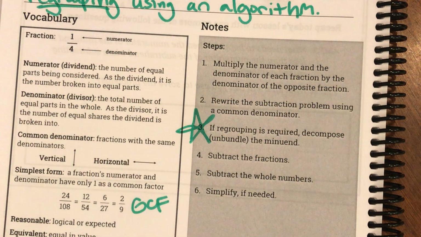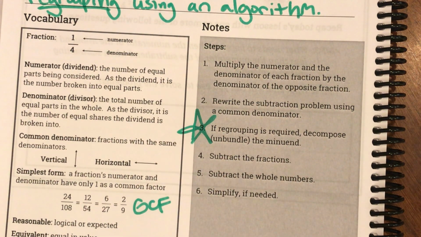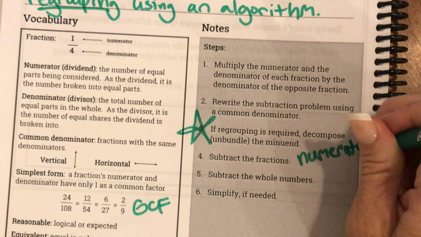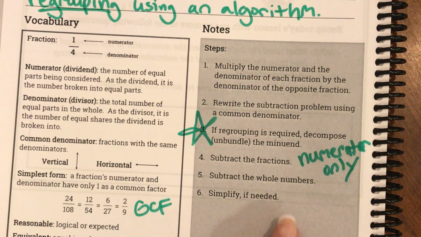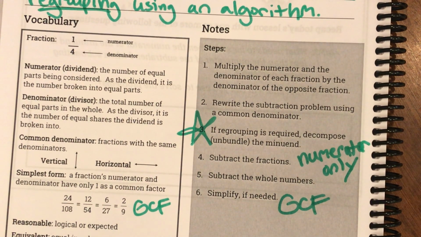We're going to do something similar, but we're not going to actually have the visual. Then we're going to subtract fractions. Remember, when we subtract fractions, it's numerator only. Then we're going to subtract the whole numbers and then simplify if needed using our GCF.